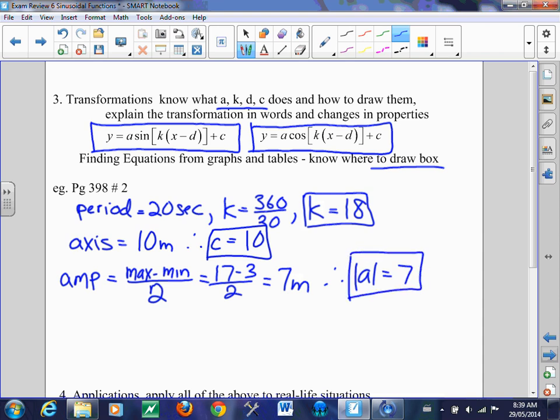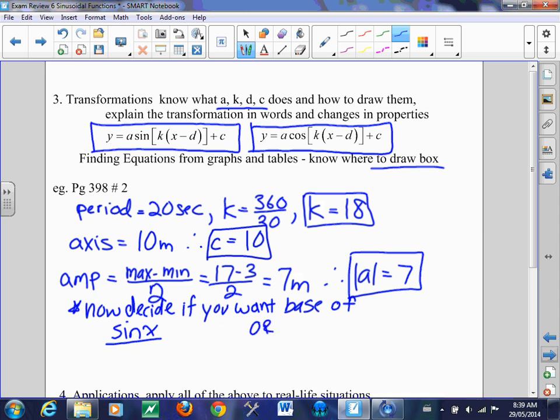Okay? So now if we're trying to come up with the equation, now we need to decide what base you want. So if you want a base of sine x, we'll do sine x over here, and we'll do cos x over here. Okay, so if we want to do sine x, let's just focus on that graph.